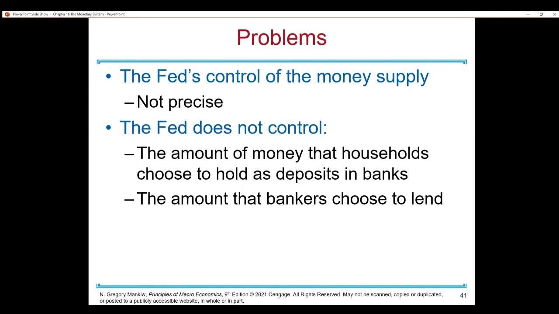Households are not influenced by the Fed. The Fed has little control over the amount of money households choose to put into a bank. The more money households decide to put into their checking and savings deposits, the more the bank can loan out, and that's going to increase the money supply.